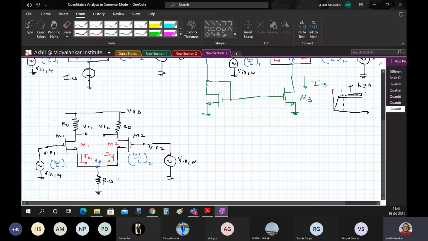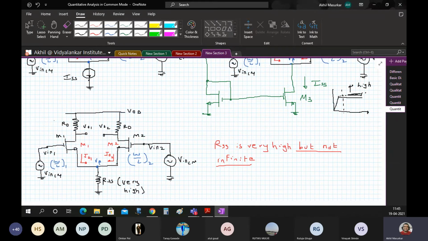What is the value of this RSS? It is very high, okay, but so I will say here RSS is very high but not infinite, and since it is not infinite, there can be a problem.